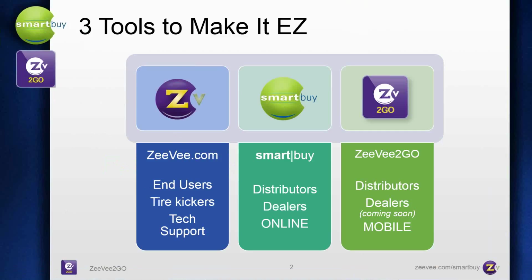You can find these materials on your desktop computer in SmartBuy. And finally, we have Zv2GO, which is really why you guys are here today. This is the mobile app, and it has all of the materials that you'll find in SmartBuy, but we put it at your fingertips when you're on the road, hopefully not driving, so that you can access them at any time or anywhere. So with that, let's get started.